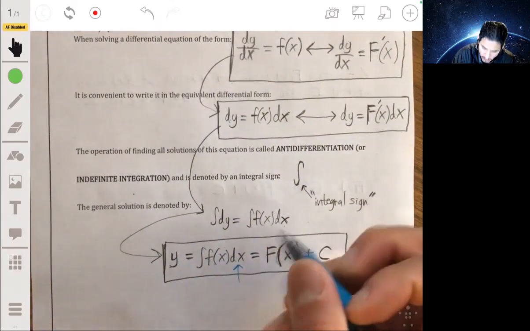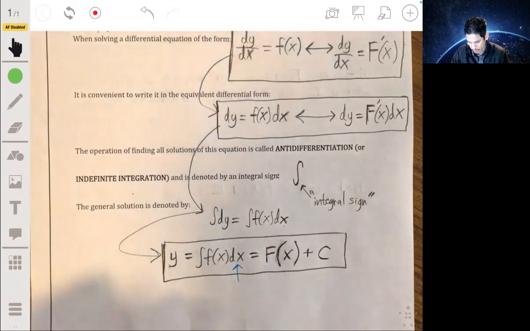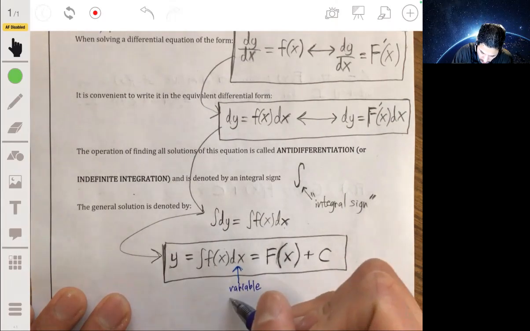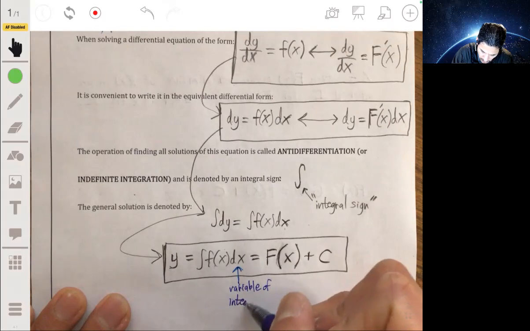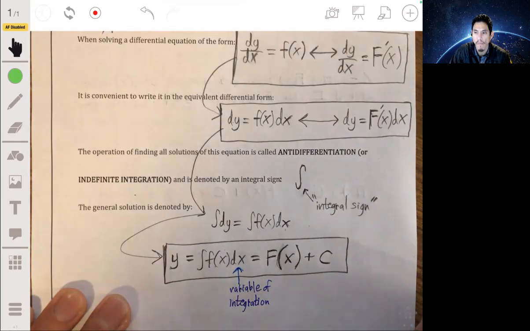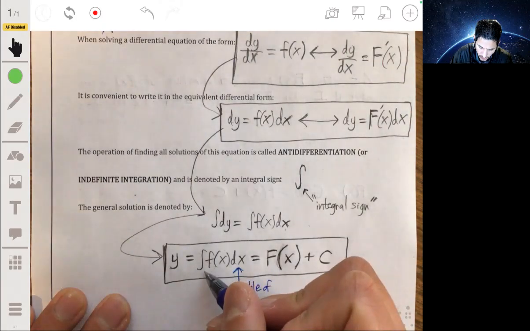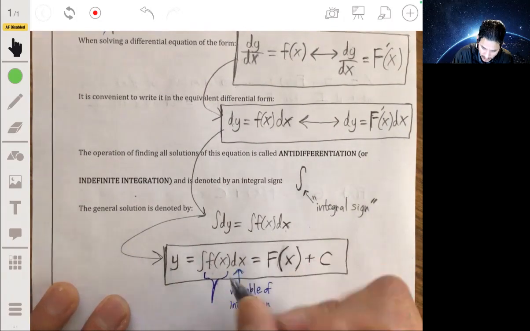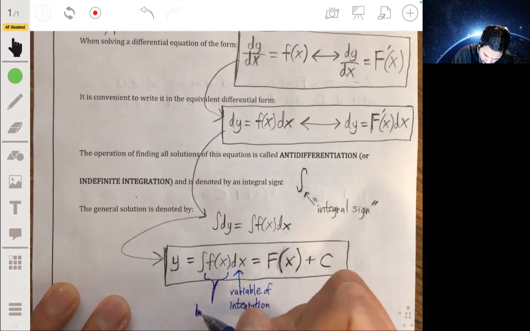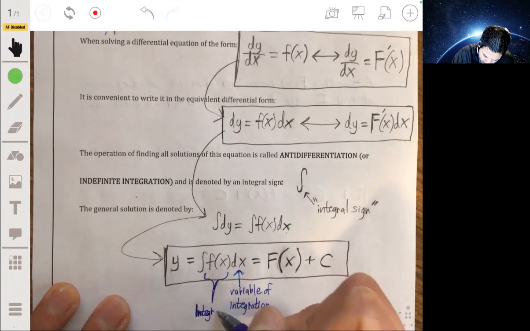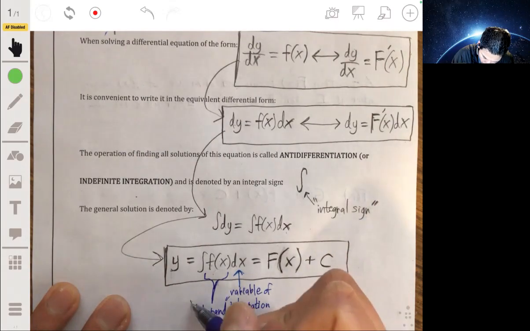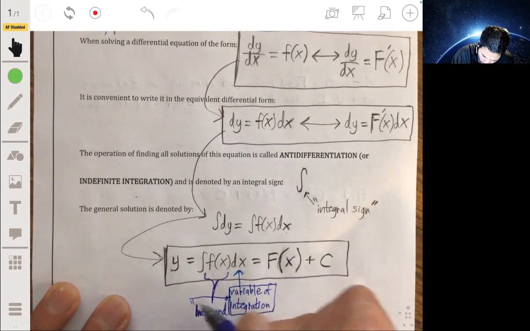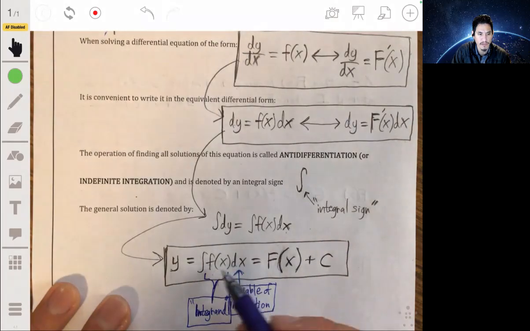This dx here is going to represent our variable of integration. I think I'm running out. Let me use my other blue. This is going to let us know that we're integrating with respect to x. So variable of integration, that's what that dx means. Whatever this expression will be for f of x, that's going to be known as our integrand.